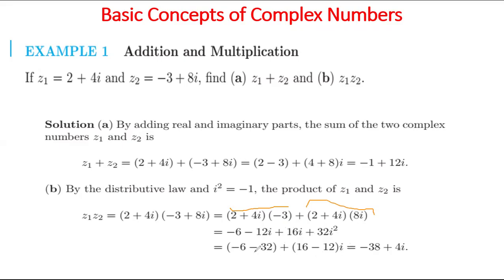So subtract them from each other, and we get the value of -38 plus 4 iota. It's the last result. So if you have any question, query, or difficulty in this addition of complex numbers and multiplication of complex numbers, you may ask.